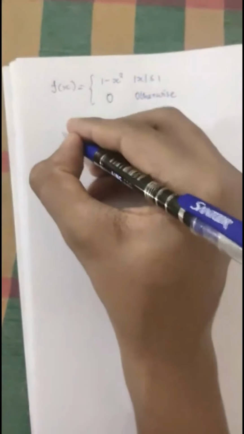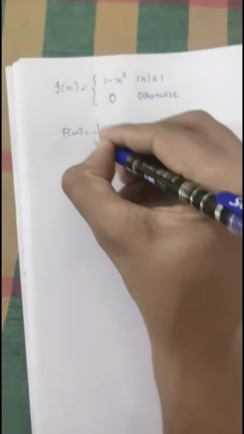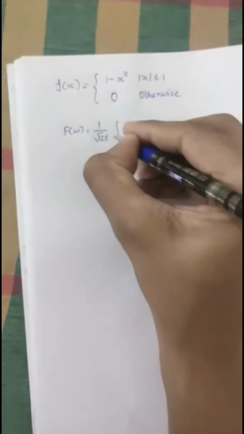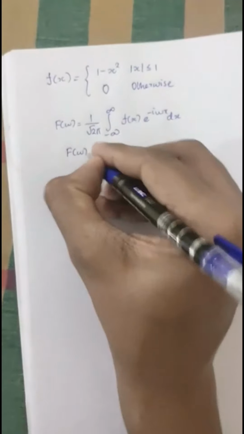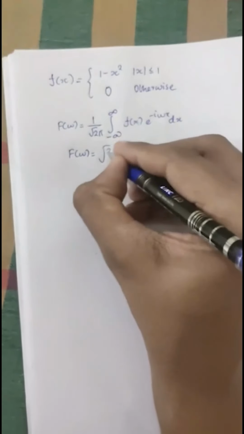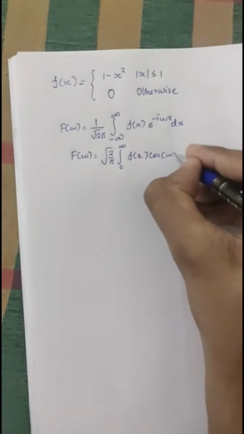First we have to write the equation F(ω) = 1/√(2π) ∫ from -∞ to ∞ of f(x) e^(-iωx) dx. But since it is an even function, we can write F(ω) = √(2/π) ∫ from 0 to ∞ of f(x) cos ωx dx.